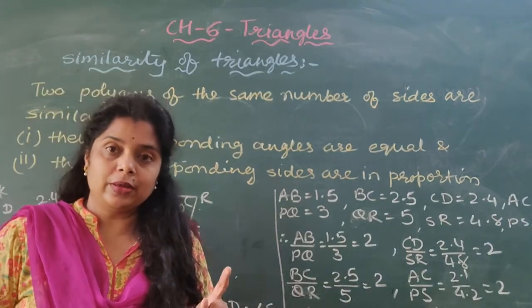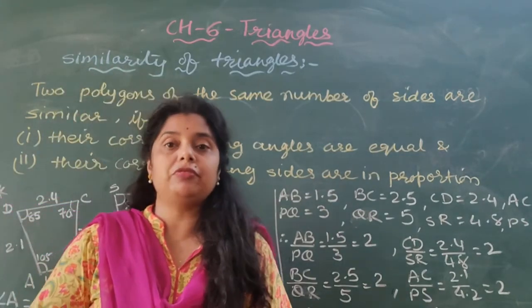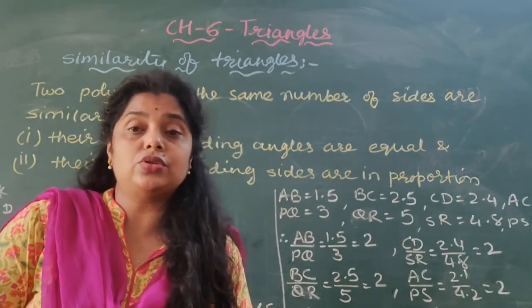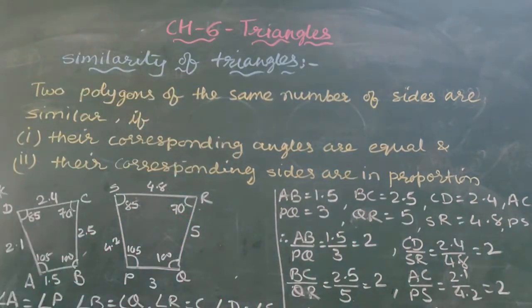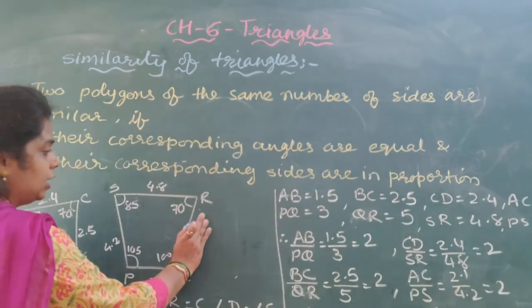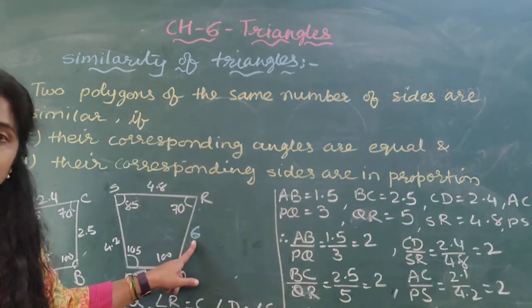Is it clear? Okay. Now, the question may arise in your mind: if any one condition is not fulfilled, then what happens? Okay, I am showing you. Instead of 5, if I put 6 here.